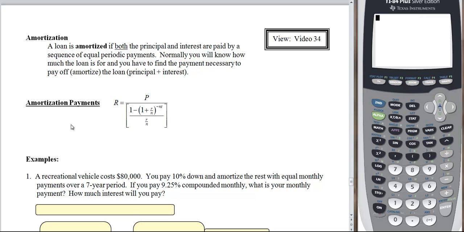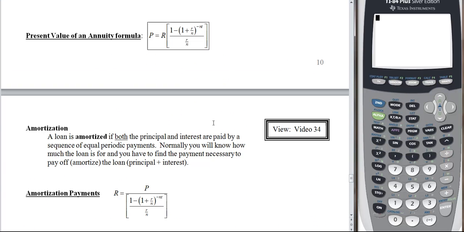Now, my amortization payments, if you'll notice this formula, it should look familiar because it's the present value of an annuity formula. When you go borrow something, you know how much you have to borrow, but you don't know how much you have to pay in order to pay off that loan. So if you'll notice, here's my P equals, here's my payments, and I divided both sides by my bracket. Okay? So it's the same formula, except we're looking for what our payments would be.